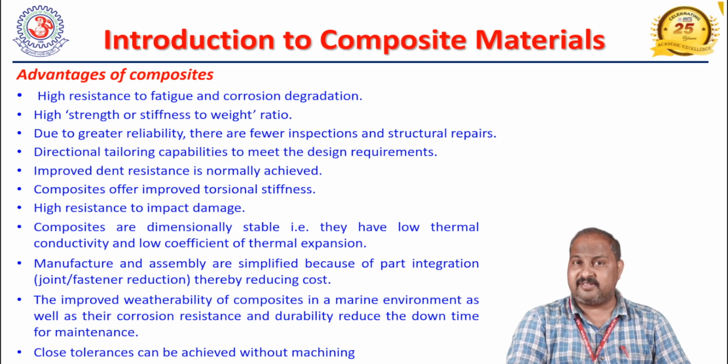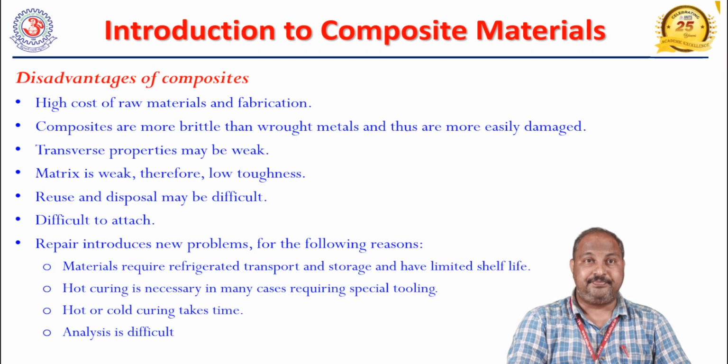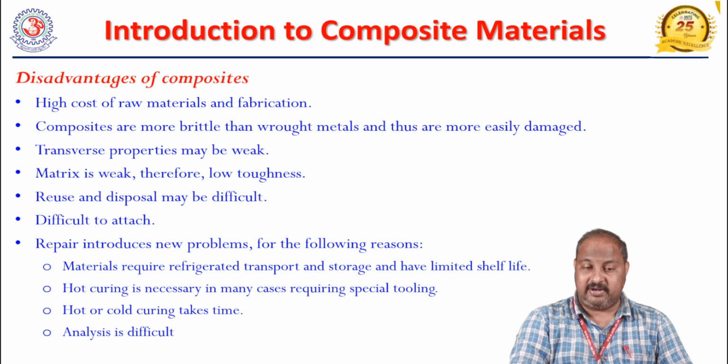Close tolerances can be achieved without going for machining, so secondary machining operations are reduced here. I do agree that it is impossible to eliminate all secondary operations, but at the same time we have the chance to reduce the secondary operations when we select composite materials as an alternative to the conventionally used materials like alloys. Next is about the disadvantages.